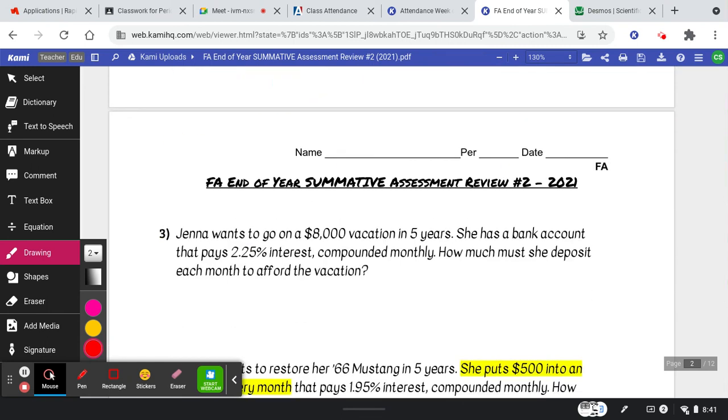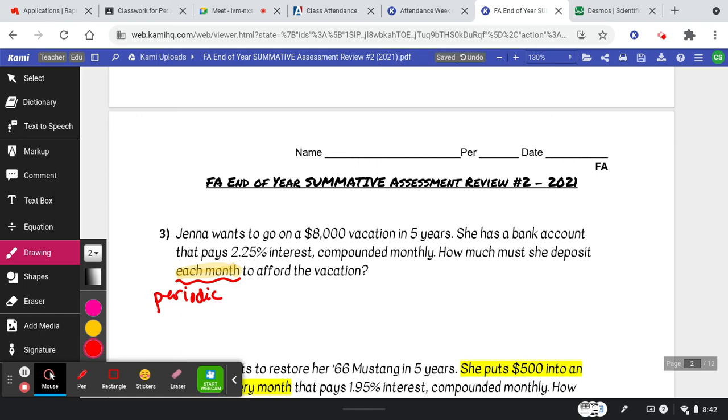This one says Jenna wants to go on an $8,000 vacation in 5 years. She has a bank account that pays 2.25% interest, compounded monthly. How much must she deposit? Ding, ding, ding. Each month. So this key word right here is what tells us that this is going to be periodic. It's going to choose from those bottom two formulas.